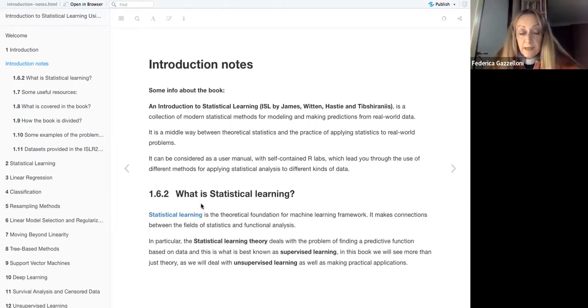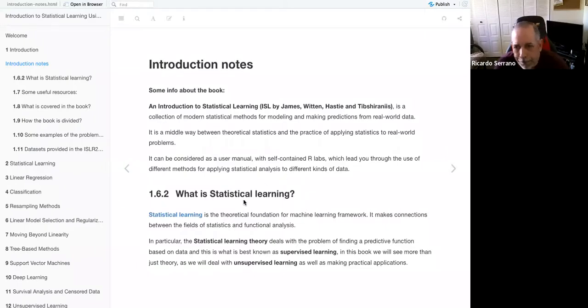It's quite a nice book, but I've asked, what is statistical learning? Because you think about statistics, you are going through a statistics book, but this is exactly a term which has been very well defined within the data science world. Statistical learning is the theoretical foundation for the machine learning framework. It makes a connection between the field of statistics and functional analysis. And in particular, statistical learning theory deals with the problem of finding a predictive function based on data. And this is what is best known as supervised learning.